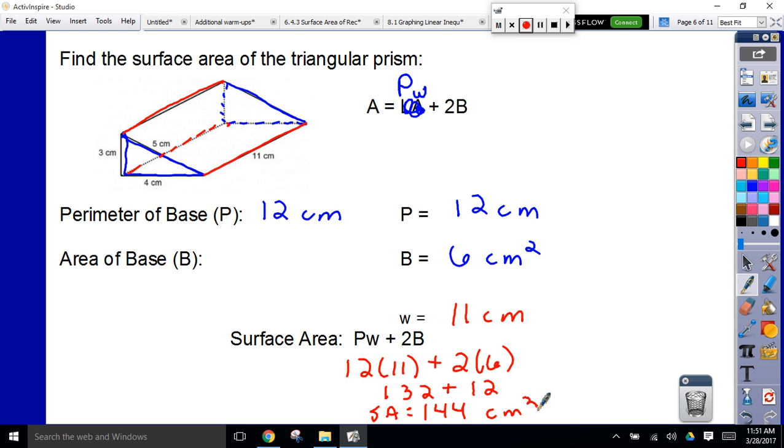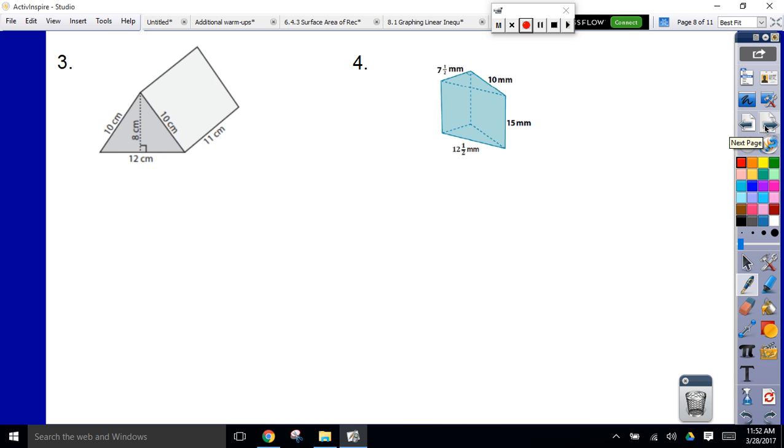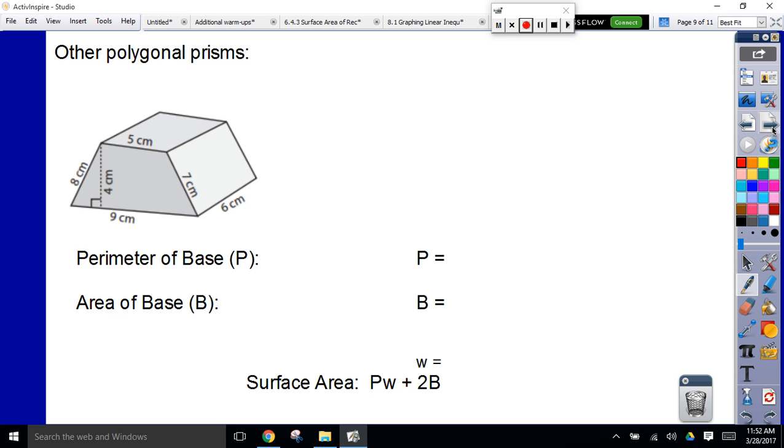Okay, let's see how we get time here. The next set is a whole bunch of triangles for you guys to practice, but I want to go on and try another type of shape. So I'm going to skip the rest of the triangles. We're going to go on to another polygonal prism.